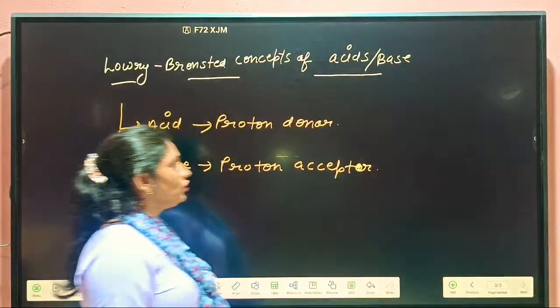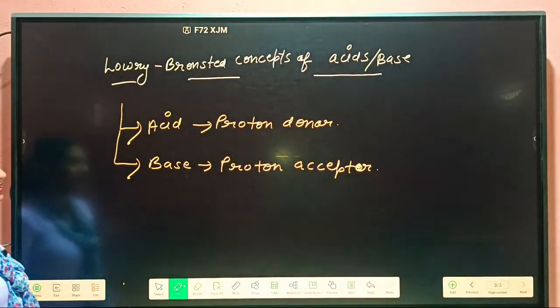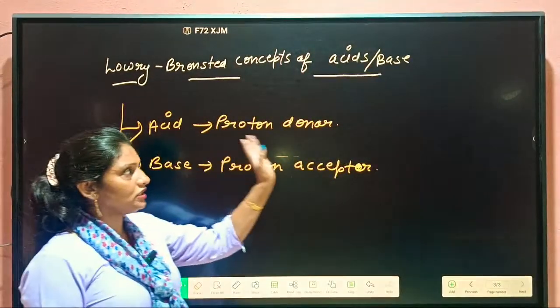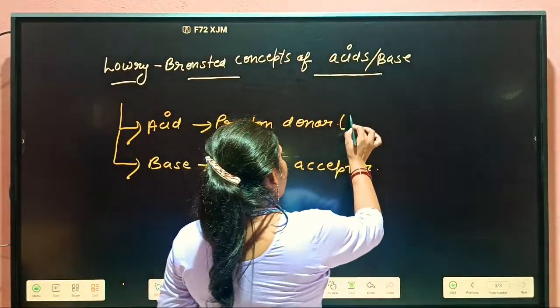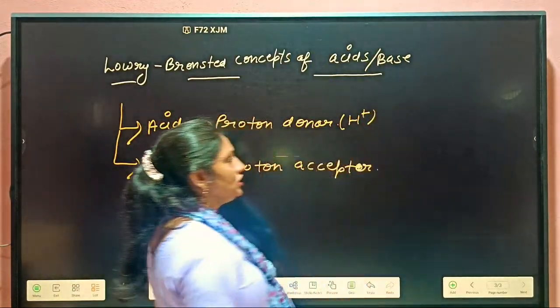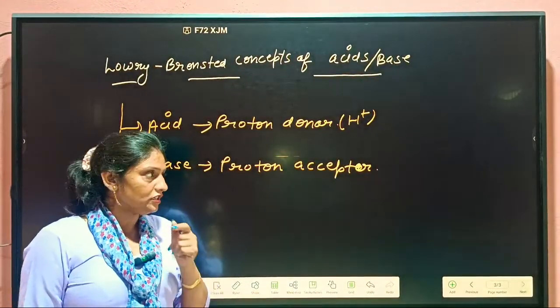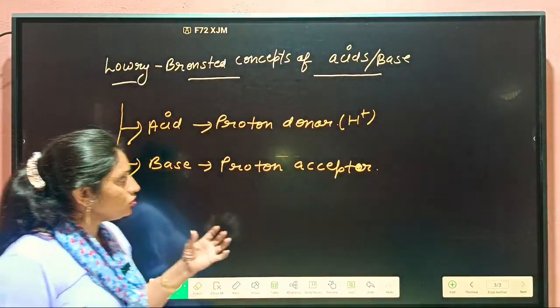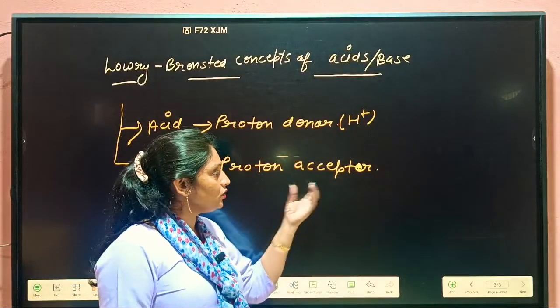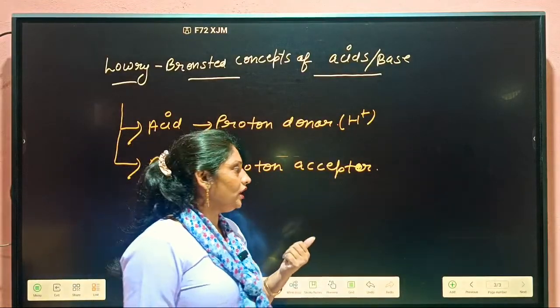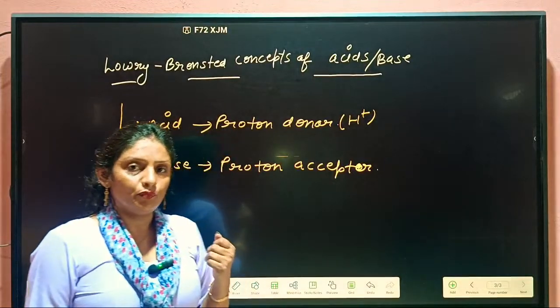Students, Bronsted said that yes, it is right: a proton donor releases H positive ions, since a proton is H positive. Those are known as acids. It is right. But bases are those which have the tendency to accept the proton. Those are known as the bases.